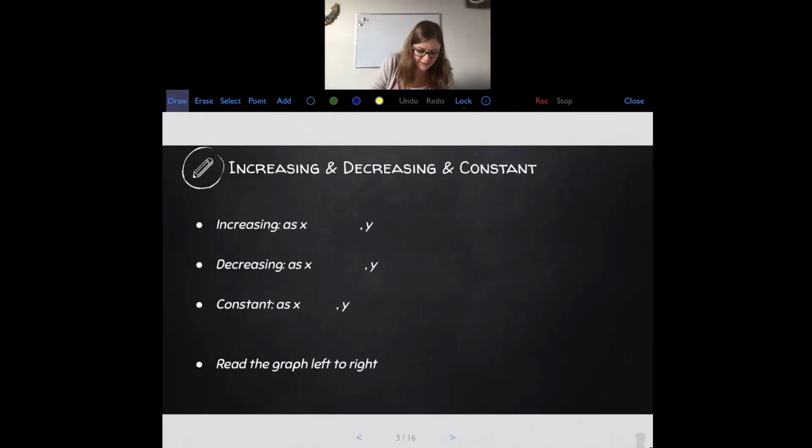Increasing means that as x values get bigger, y values also get bigger. So our graph is going up. Decreasing, as x values get bigger, y values get smaller, our graph is going down, or the function is going down. Constant, as x gets bigger, y is staying the same, so you'd have a horizontal or a flat line. When you're determining intervals where the graph is increasing, decreasing, or constant, you want to make sure you read the graph from left to right, and we'll talk about the importance of that in our example.